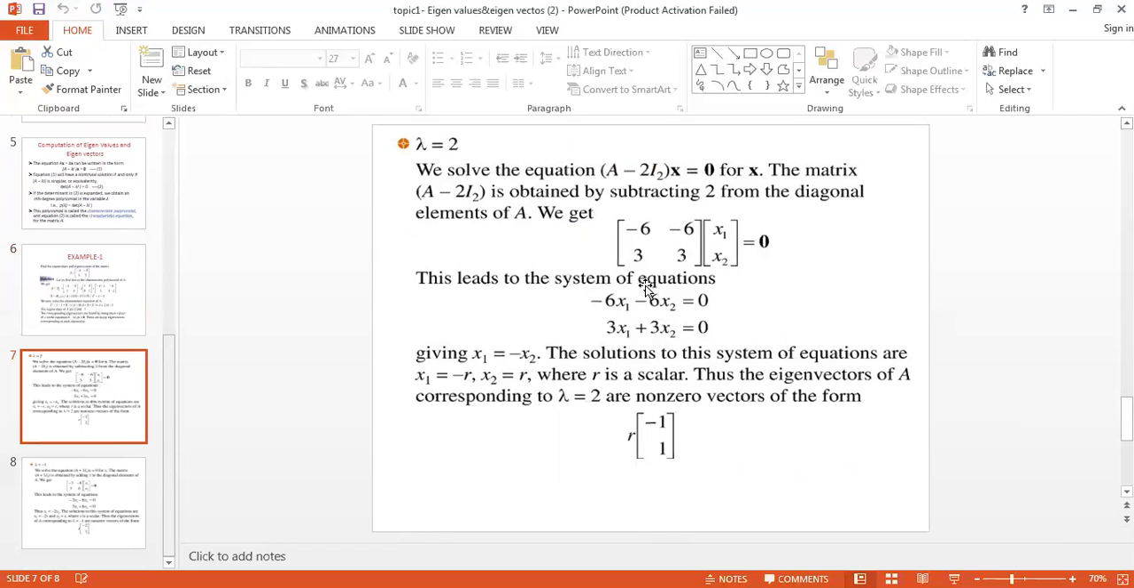So this leads to the system of equations minus 6x1 minus 6x2 equals 0, 3x1 plus 3x2 equals 0. So following this, x1 equals minus x2. The solutions to this system of equations are x1 equals minus r, x2 equals r, where r is a scalar. Thus the eigenvectors of A corresponding to lambda equals 2 are non-zero vectors of the form r into [-1, 1].